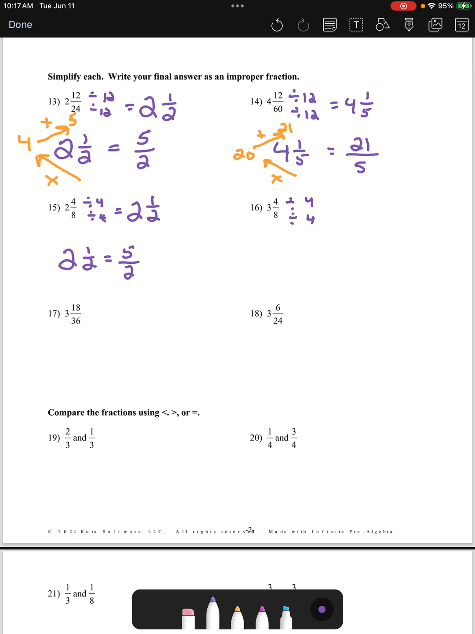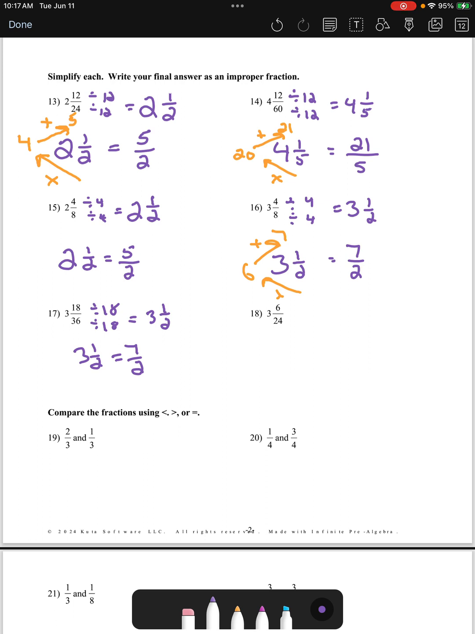For number 16, we can divide both 4 and 8 by 4, not 2. Let's divide them both by 4 and get this done as quickly as possible. That'll get me 3 and 1/2. So when we go to convert this, 2 times 3 is 6. 6 plus that 1 is 7. So we have 7/2.